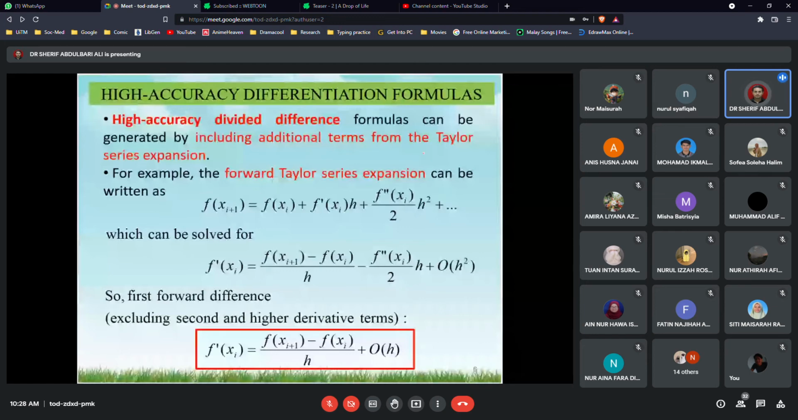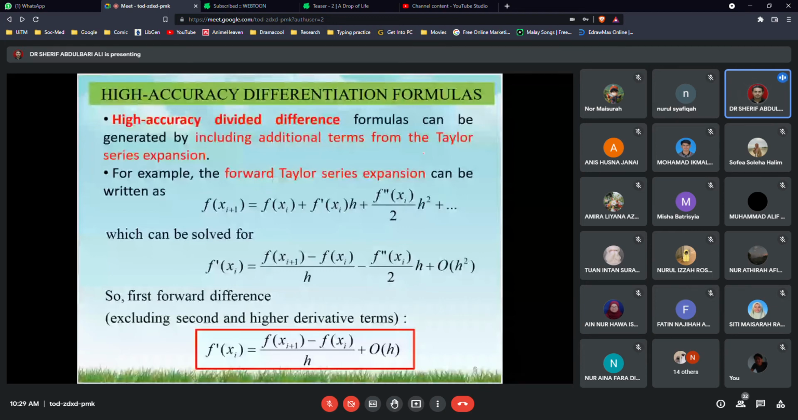Previously, we were talking about the initial value of x and xi plus 1 and xi minus 1. Adding more terms, this means I will add xi plus 2 and xi minus 2. And these values are going to be included in the equations to get higher accuracy. So this is what high accuracy difference formula means. You need to add one more term for the forward, backward, and center.